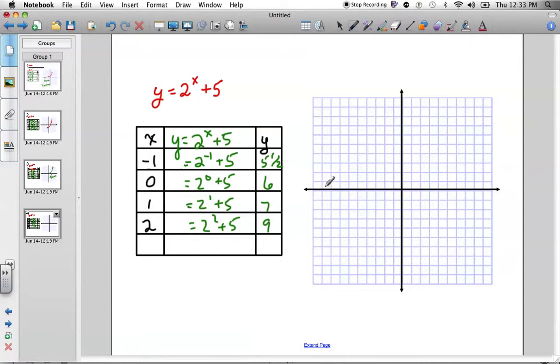So now we can go ahead and plot these. Negative 1, 5.5. Right there. 0, 6. 1, 7. And 2, 9. And there it is.